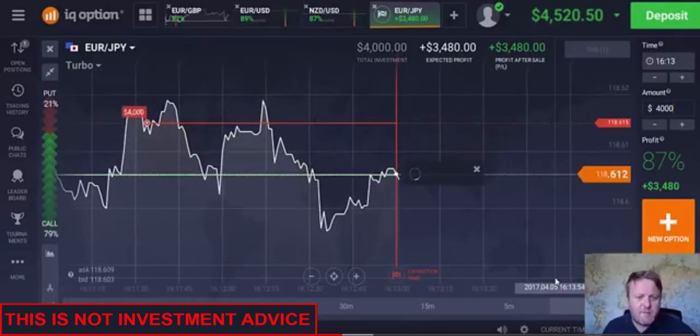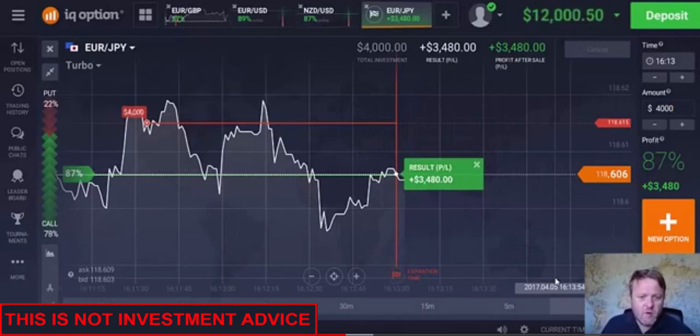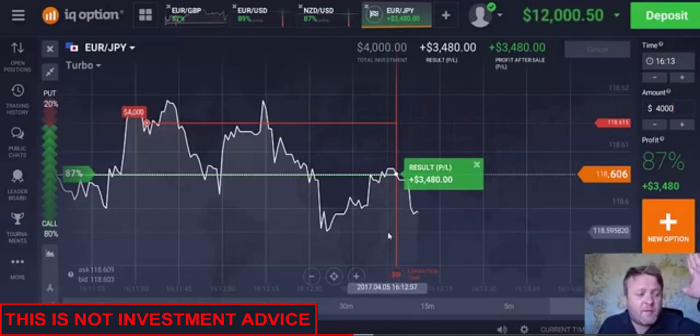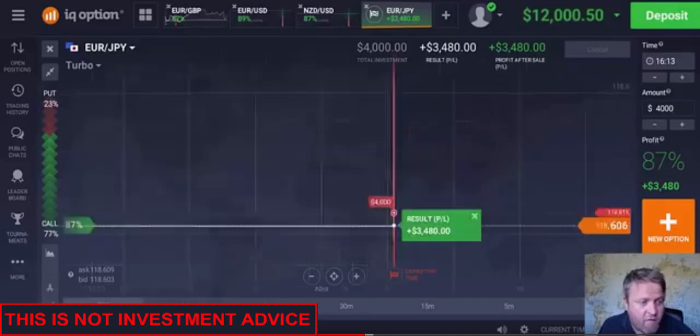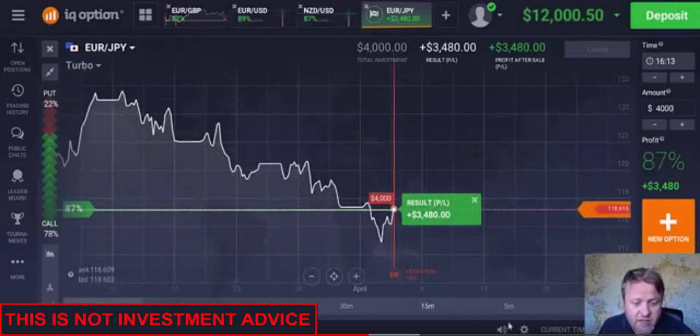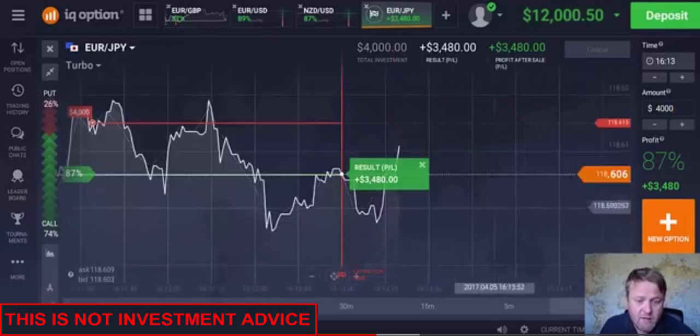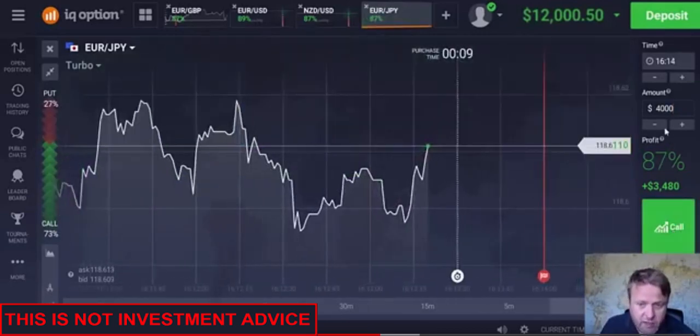Beautiful! Look at that. That's what we want. Now, because I saw that shoot up, and as you can see, the overall direction is going down, I know it's on its way down, so I've placed a put trade. Lovely jubbly. Let's have a look.